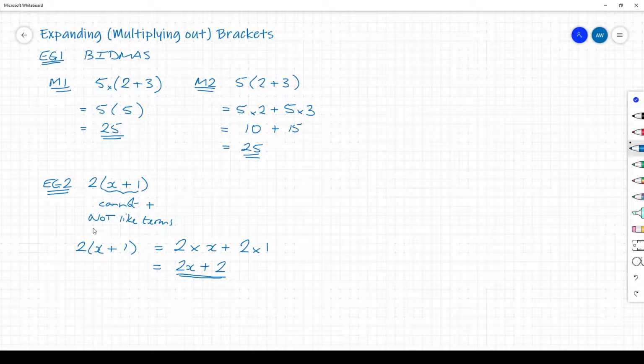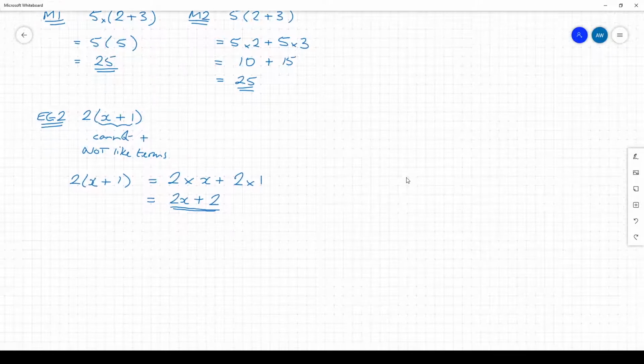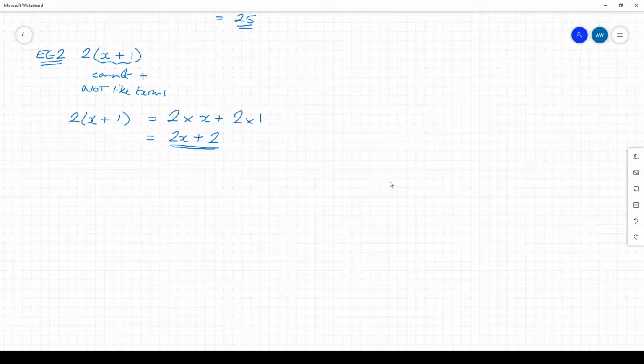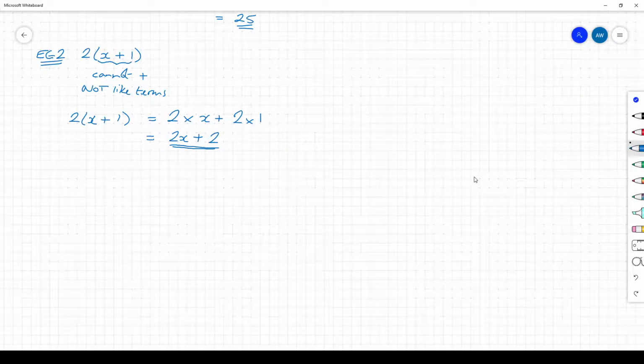And that is that bracket expanded to give me that expression. Okay, let's have a look at another example. I'm just going to move the page up a second. A couple more examples.